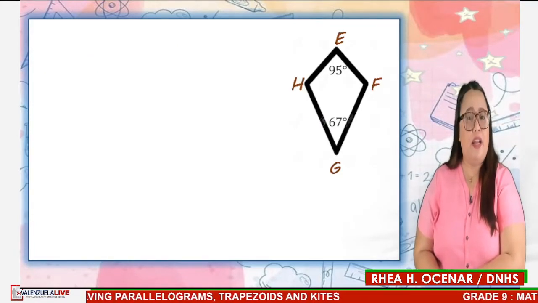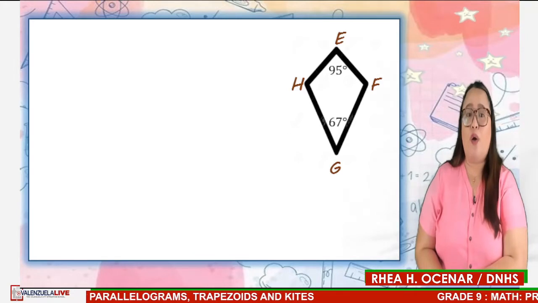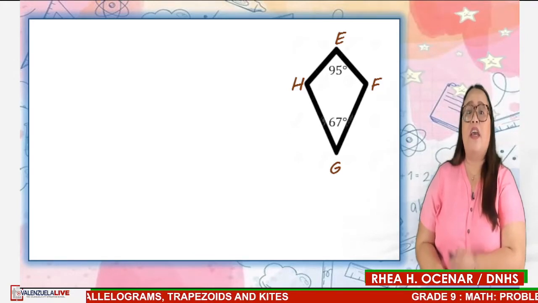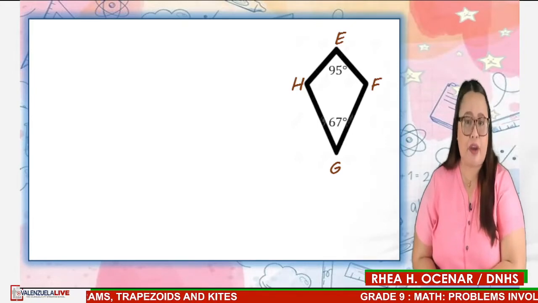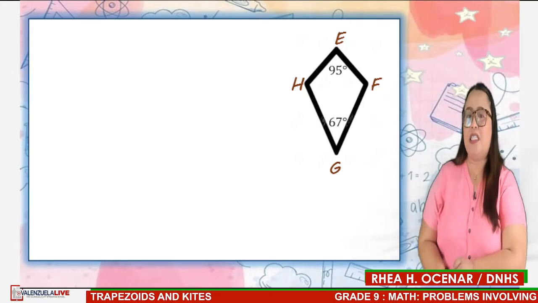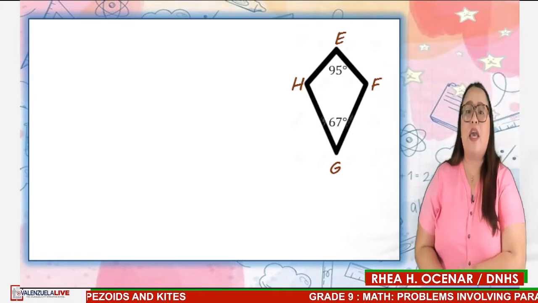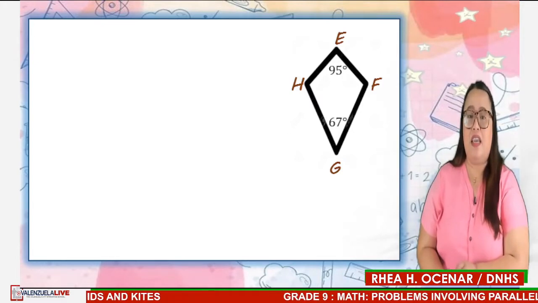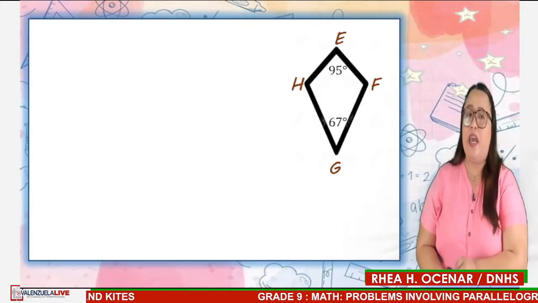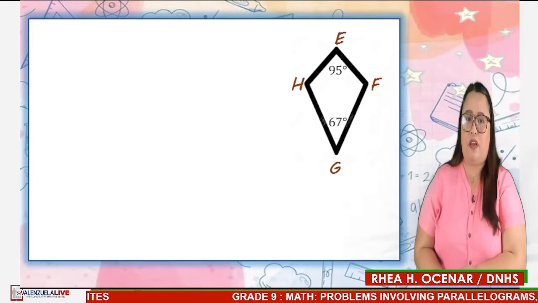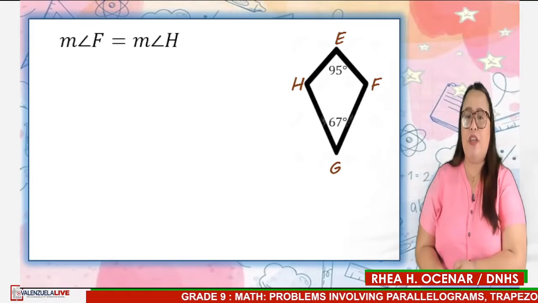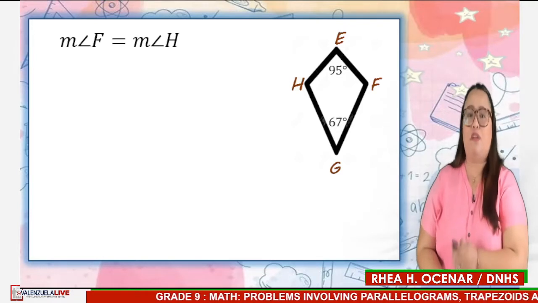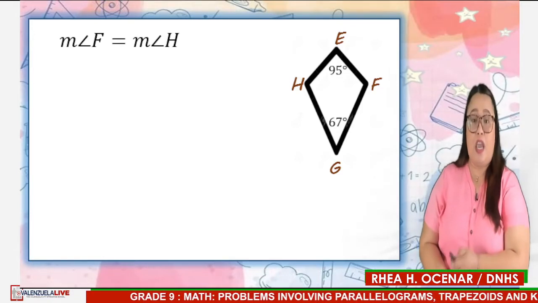The given quadrilateral is a kite. According to the theorems on kites, if a quadrilateral is a kite, then exactly one pair of opposite angles are congruent. Given that angle E is equal to 95 degrees and angle G is 67 degrees, we can say that the measurement of angle F is equal to the measurement of angle H.